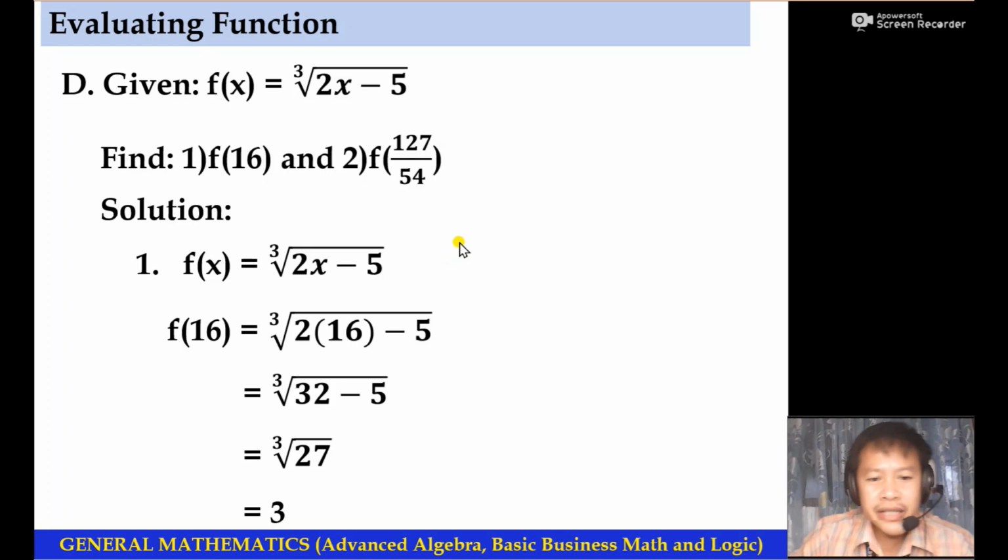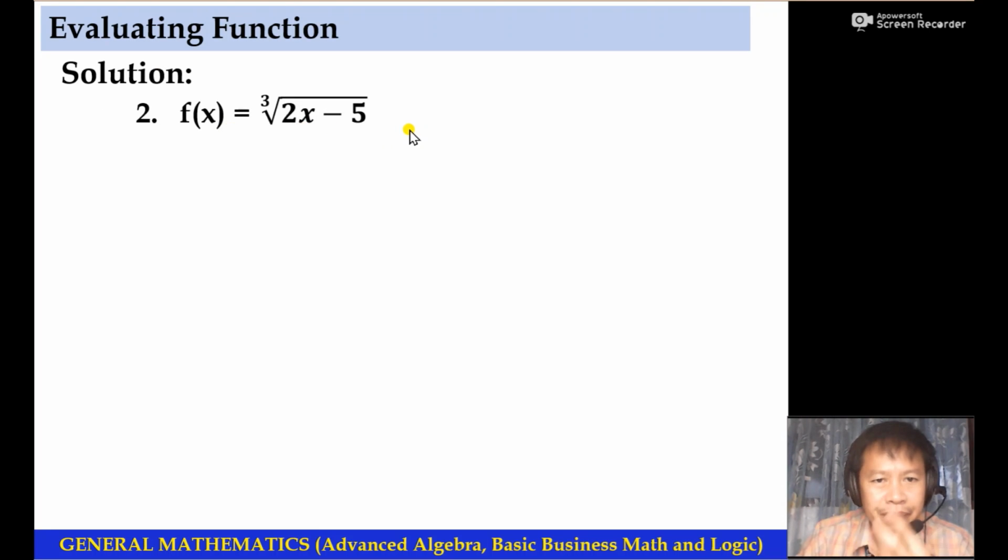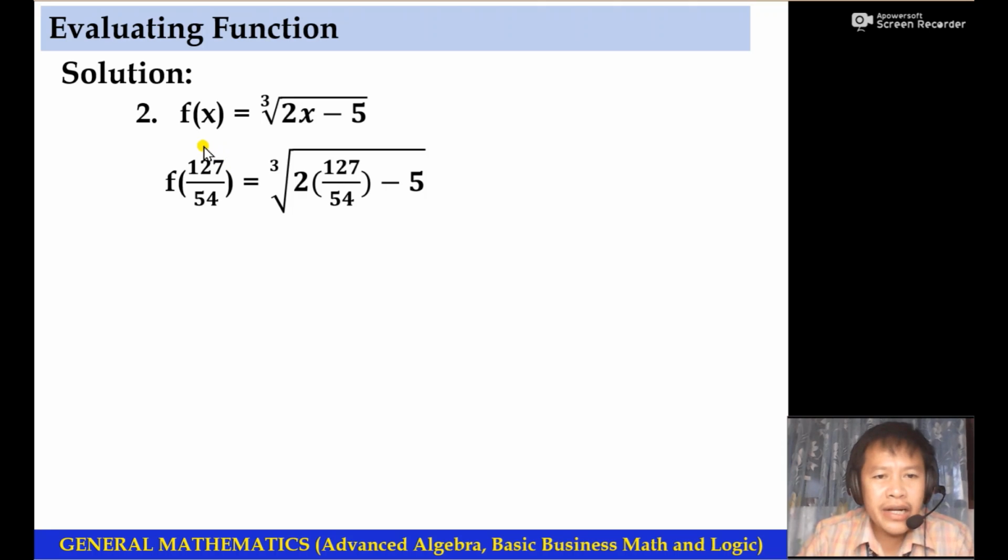We will proceed with number 2 of letter D. Copy first the problem or the function. Then we are going to substitute now. What is the value of y if x is equal to the fraction 127 over 54? Replace x with 127 over 54. After that, we do not have an exponent here; the exponent is 1.